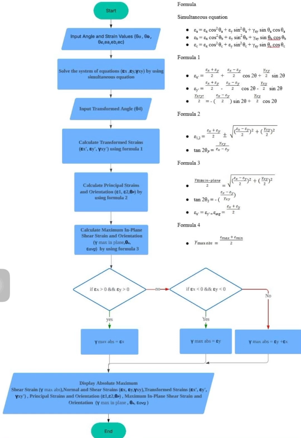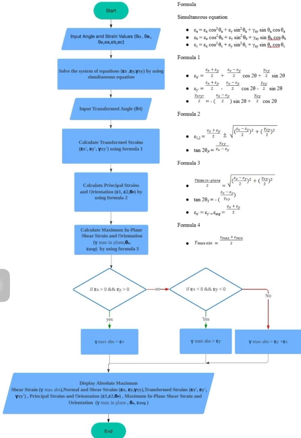If the option says no, it will come out as gamma max absolute equal to epsilon y plus epsilon x, and then display the absolute maximum shear strain, normal strain, transform strain, principal strain and orientation, and maximum in-plane shear strain and orientation, like the two options just now. And lastly, we'll end the process. The process will terminate.